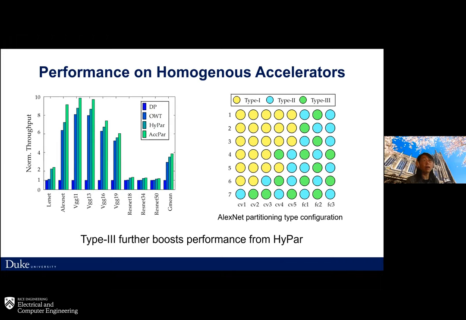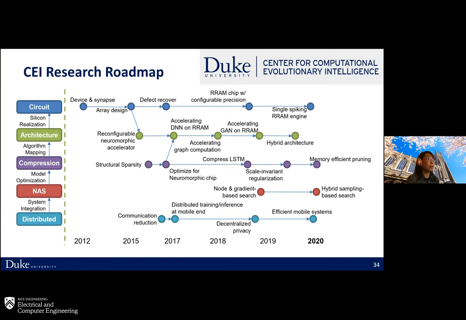Since there's not much time, I will jump into a quick introduction of our lab. We call our lab the Center for Computational Evolutionary Intelligence, and we work from circuit level to architecture, and then to algorithm levels. Compression is aimed at efficiency. Neural architecture search is also a big line of our research, trying to fundamentally find certain architecture designs for neural networks. And distributed is focused mainly on training. So this is our recent research focus.